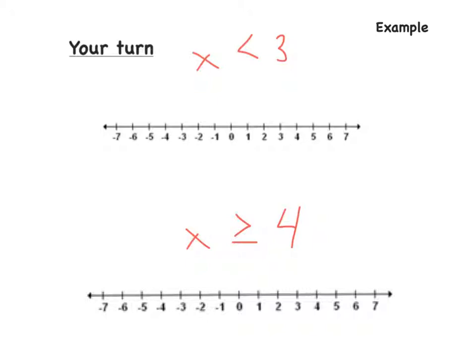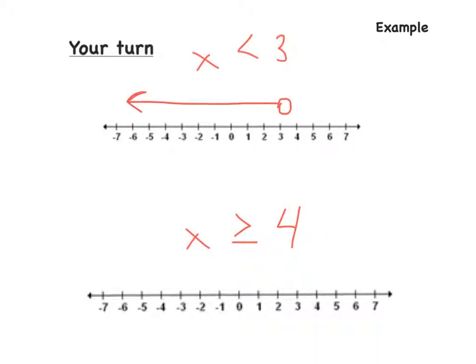So now it's your turn. I want you to pause the video, graph these two inequalities, and unpause the video when you're ready to see what I've done. Alright, so if we have x is less than 3, so we find 3 on the number line, draw a circle. Since it is less than, it stays open. So since it's pointing out to the left, we're going to draw our line off to the left.